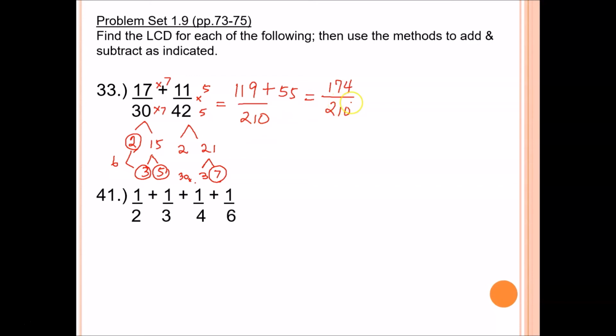Now let's try to simplify. What's the biggest number that divides 174 and 210? Maybe 6. So 6 times 29, okay. And 210 is 6 times 35. Now we can cancel 6, so we are left with 29 over 35.